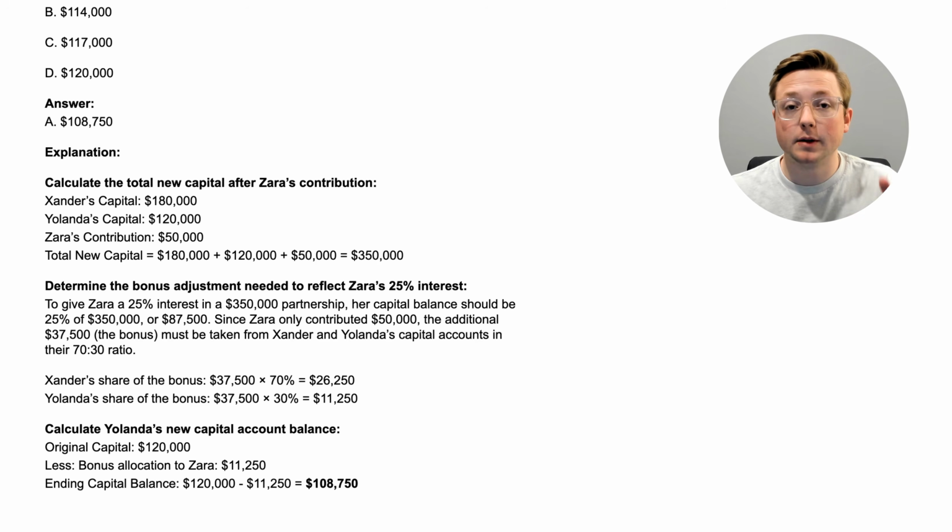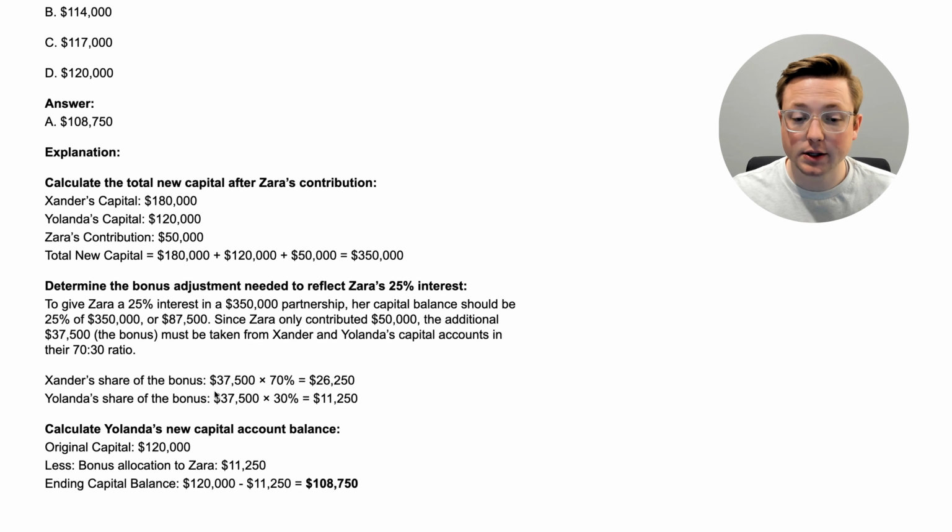So the bonus method basically means that somebody contributed something to become part of a partnership, but what they contributed isn't equal to how much their capital account balance is supposed to be based on their ownership percentage after joining the partnership. So that difference, that amount that needs to be added to their capital account, is a bonus. The bonus is taken out of the capital accounts of the other partners. And again, it's in their ratio.